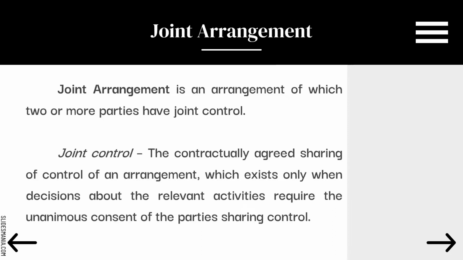Pero sa joint arrangement, when we say unanimous consent, not necessarily na lahat sila, and sa isang company, they can divide the ownership or yung interest na hindi pare-parehas. Ganun yung sa unanimous consent sa joint arrangement. So ang keywords natin dito is at least two or more. Merong contractually agreed sharing of control. Merong unanimous consent sa mga relevant activities.